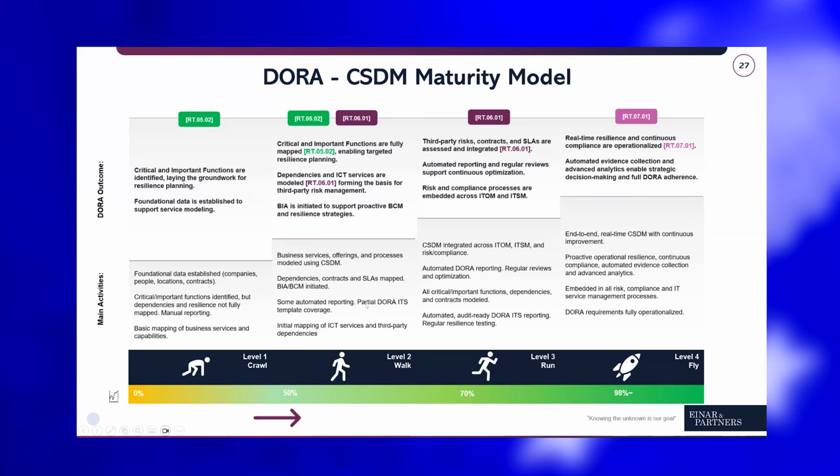And then we really help them to move up in the maturity model. So making sure that the dependencies are properly mapped, that we also have those contracts linked there, that we have SLAs there, that we understand how this connects to BCM, and so on and so on. So that's where this maturity model can really help to plan for becoming more DORA compliant.